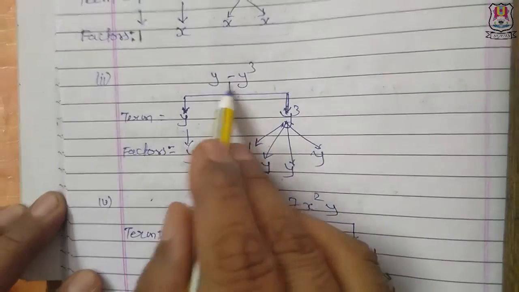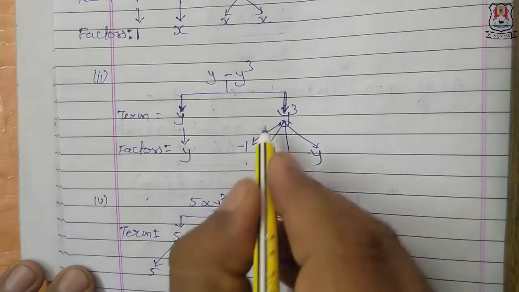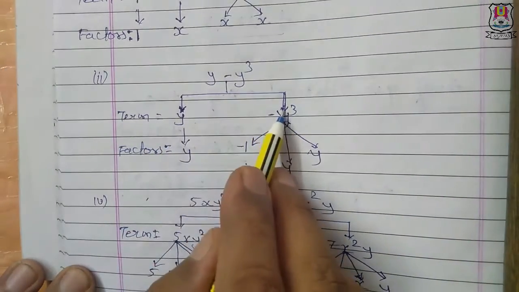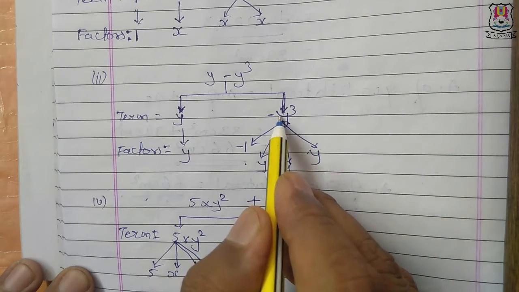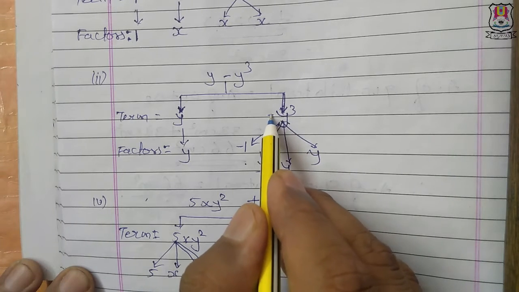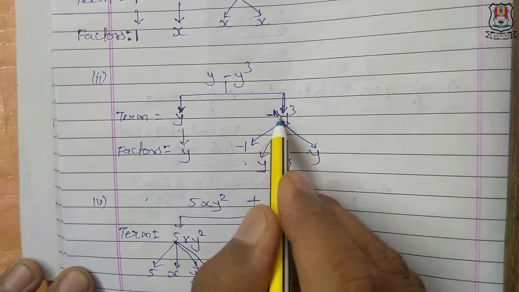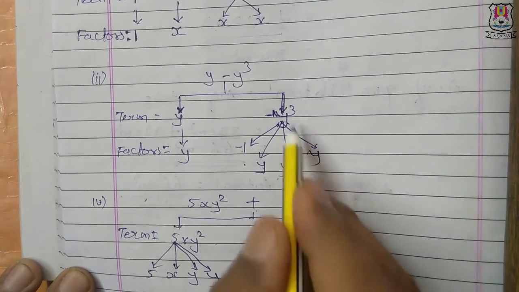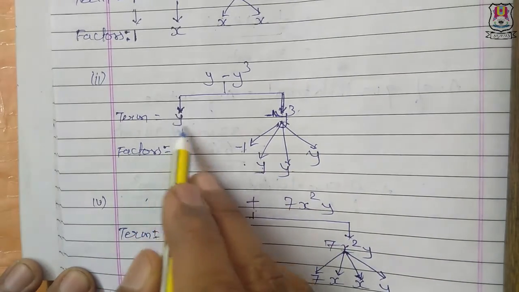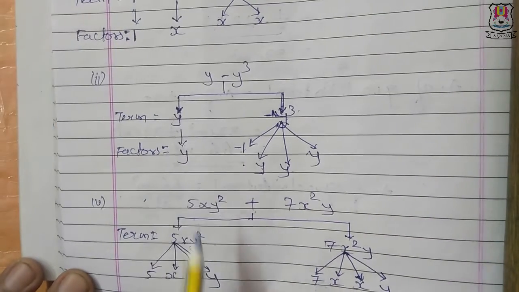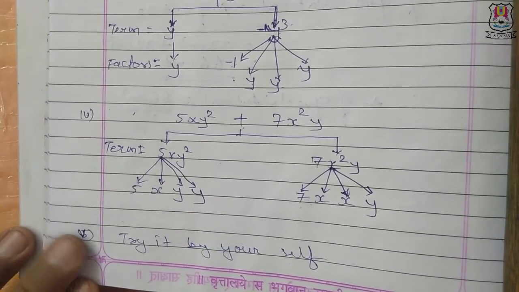These are the number of terms, and these are the factors of the related term. Question 3, y minus y cube. So y is the first term and y cube, that is in the negative. So minus y cube. Now what is going to be the coefficient of this? Whenever there is no number given before any variable and there is a negative sign, it means this is minus 1. So minus 1 times y cube. So these are the factors of this term, and y is the factor of the term y. So you have to write in this way terms and factors of the given expression.